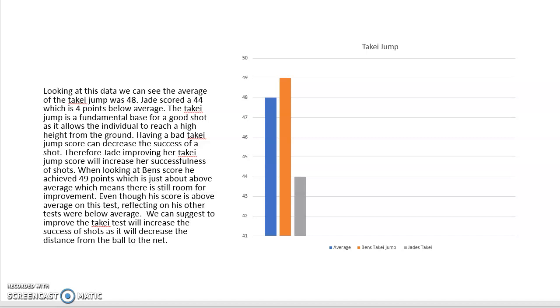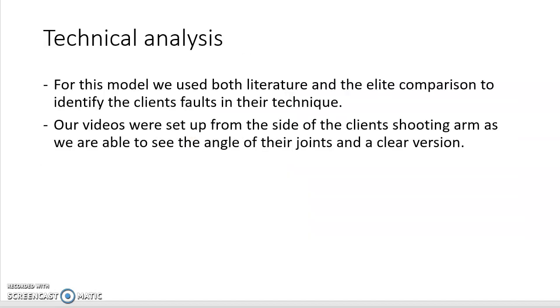When we look at Ben's score, he achieved 49, which is just above average, which means there's still room for improvement. Even though his score is above average on this test, reflecting on his other tests which were below, we can suggest to improve the tacky test, which will increase the success of the shots, as it will decrease the distance from the ball to the net.